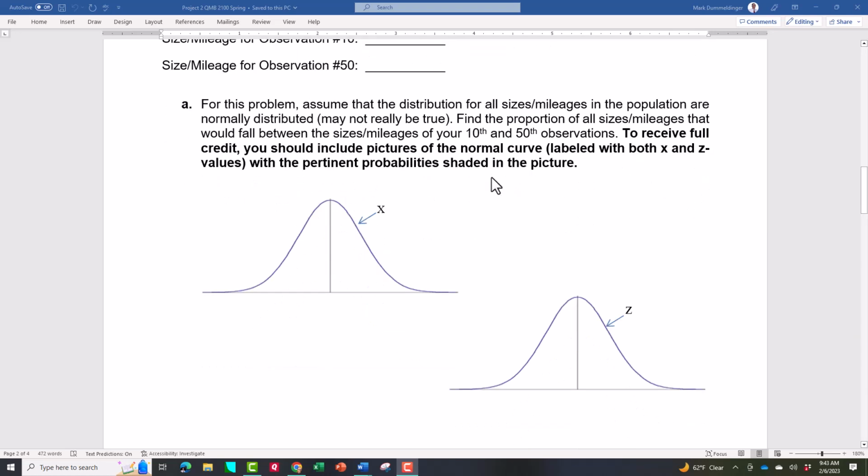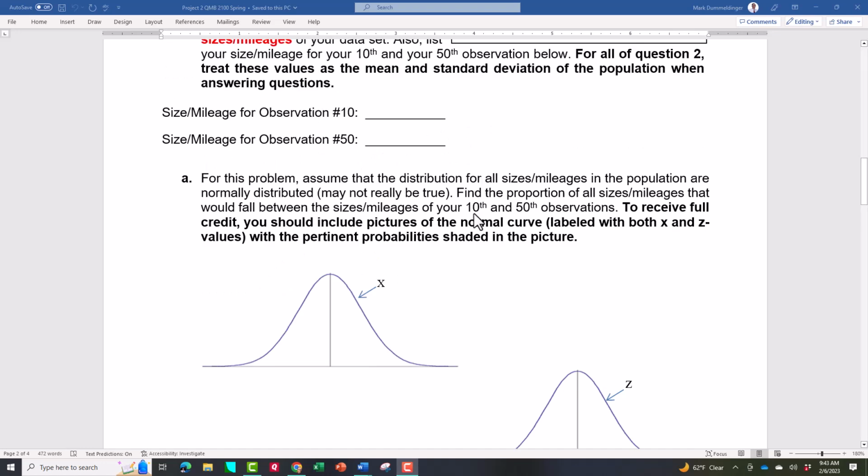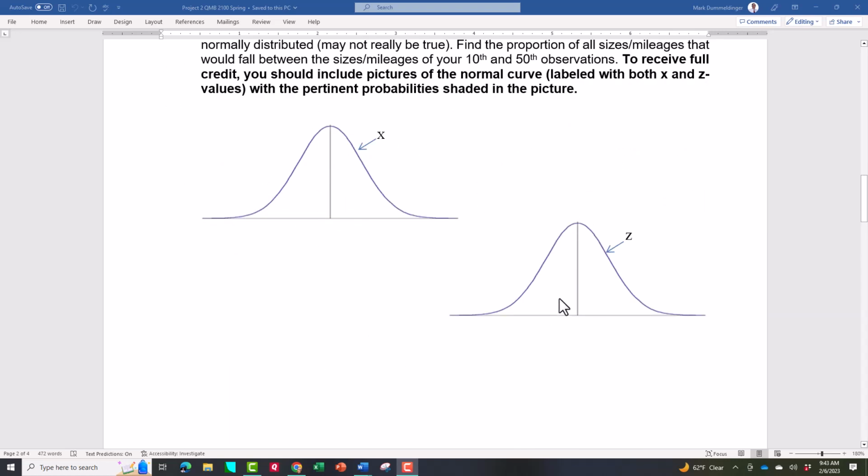Now, I have a lot of points attached to these problems. I want you to do just like you see me do in class, in the lectures. I want you to draw the X picture, put the 10th and the 50th observation on the X picture, put the mean in the middle. I don't know where your 10th is. The 10th and the 50th may both be to the left, they may both be to the right. One may be below the mean, one may be above the mean, but draw the picture that you have and then create your z-scores. Show me the z-scores for the 10th and the 50th observation. The mean should be the value 0 in the z-score.